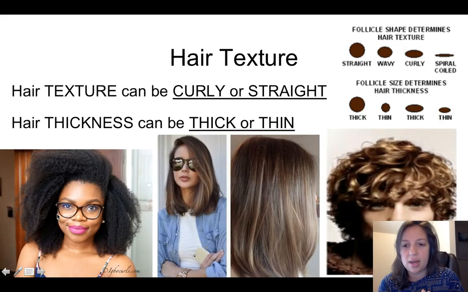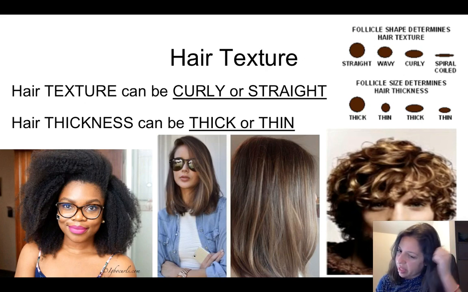Okay. Next, your hair texture. Your hair texture can either be curly or straight. You see I have not perfectly straight. It's got a little bit of a wave to it. So my hair texture is curly. And your thickness can either be thick or thin. My hair is actually really thin. It's not thick. So you can have one or the other.